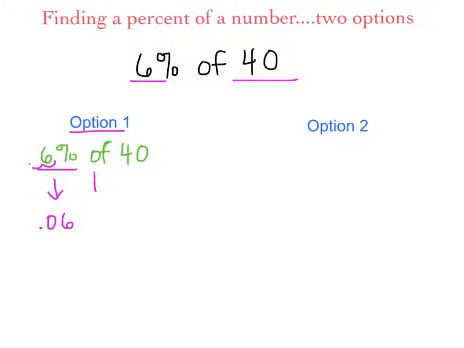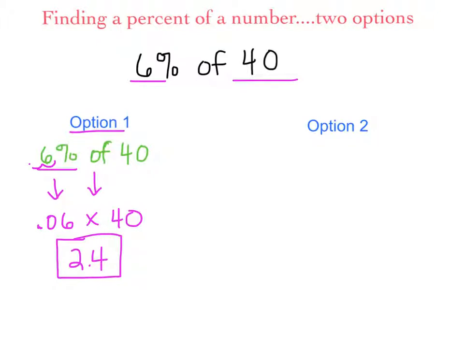And then you can multiply it by the whole. Now this only works if it's the whole. So I'm trying to find 0.06 times 40, or 6% of 40. So I'm going to type that in on my calculator, and I get 2.4. Okay, so that is my answer. So 6% of 40 is 2.4.